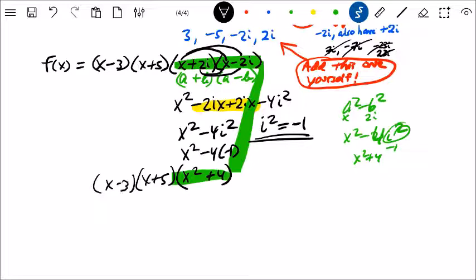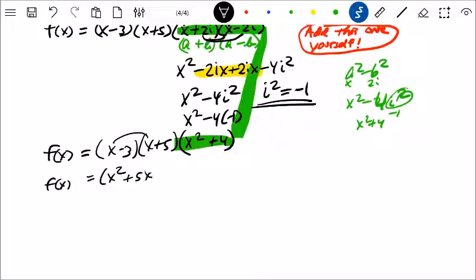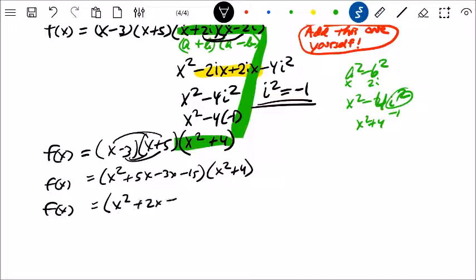x plus 5, x minus 3, and f of x is equal to that. Well, it doesn't really matter now which way I want to multiply these out. I think I'll multiply the first two, and then we'll do more with it. So the function of x equals x squared plus 5x minus 3x minus 15. And I still have x squared plus 4 here, but now I have to clean up this. x squared plus 2x minus 15. And x squared plus 4. So it'll be a little easier.